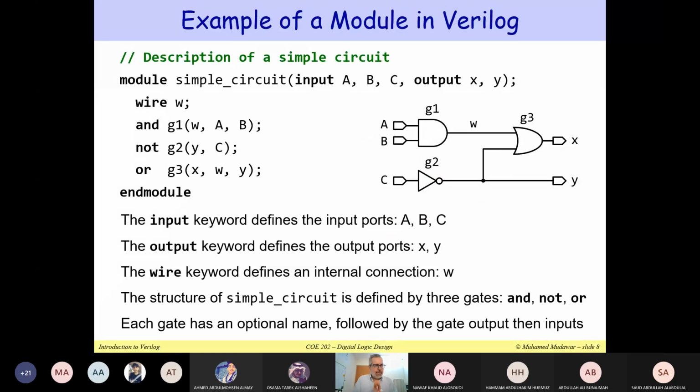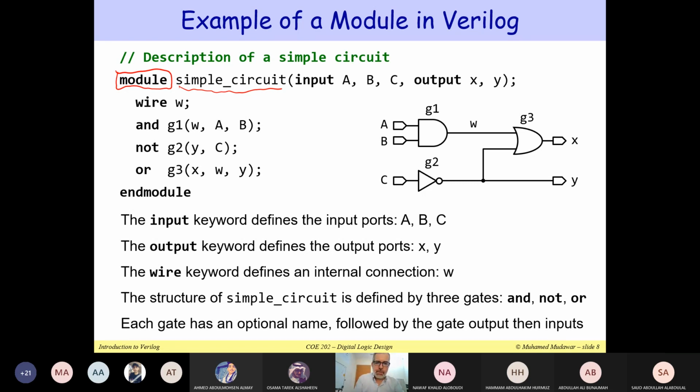This example is a very simple circuit. Notice that we only have 3 gates. We have an AND gate, we have a NOT gate, an inverter, and we have an OR gate. Now, the way that you start describing a circuit in Verilog is that you have to write it as a module. So this is my module keyword. This is the name of the circuit, simple circuit. You give the module a name. And then between parentheses, you write the input and the output ports.